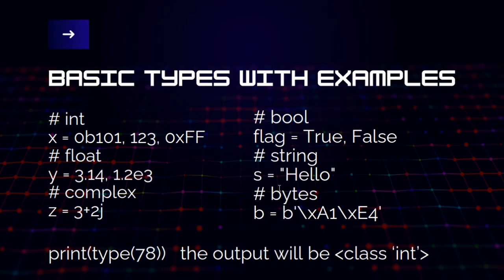String is an immutable collection of Unicode characters enclosed within single quotes or double quotes. Bytes represent binary data. And here is an example of it. The type of a particular data can be checked using a function called type.